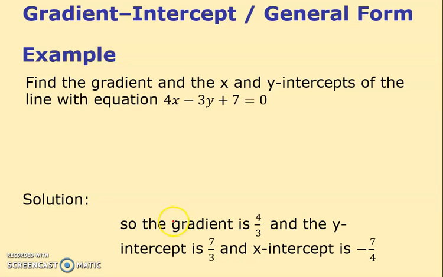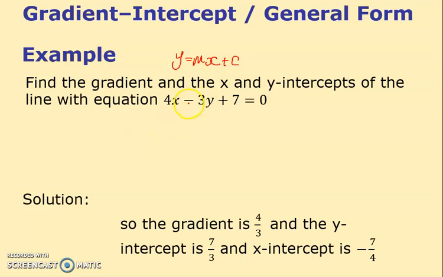Find the gradient and the x and y intercepts of the line. Right, so on a question like this, you'll notice it is in the wrong form. It doesn't look like what we'd normally be able to use. If it looks like y equals mx plus c, then I know the gradient and I know the y-intercept. But here it doesn't. So if it was me, I'd try and get the y on its own.